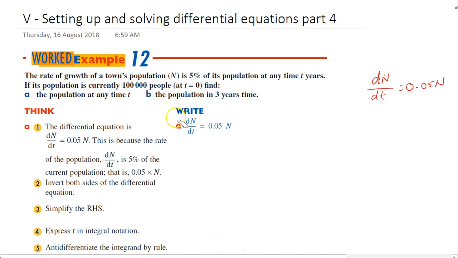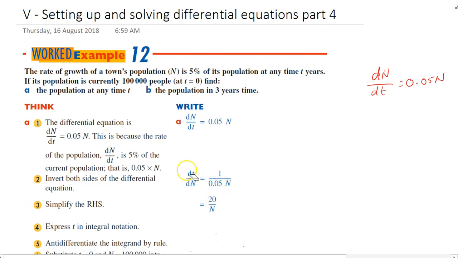Now the obvious problem that you guys can all handle now is that there's an n on the top. So we can't integrate directly, so we're going to have to take the inverse. So we have dt/dn equals 1 on 0.05n, and we can simplify the right hand side by multiplying by 20 top and bottom, just so we get rid of the 0.05. So now we know that the change in t with respect to n is 20 on n.